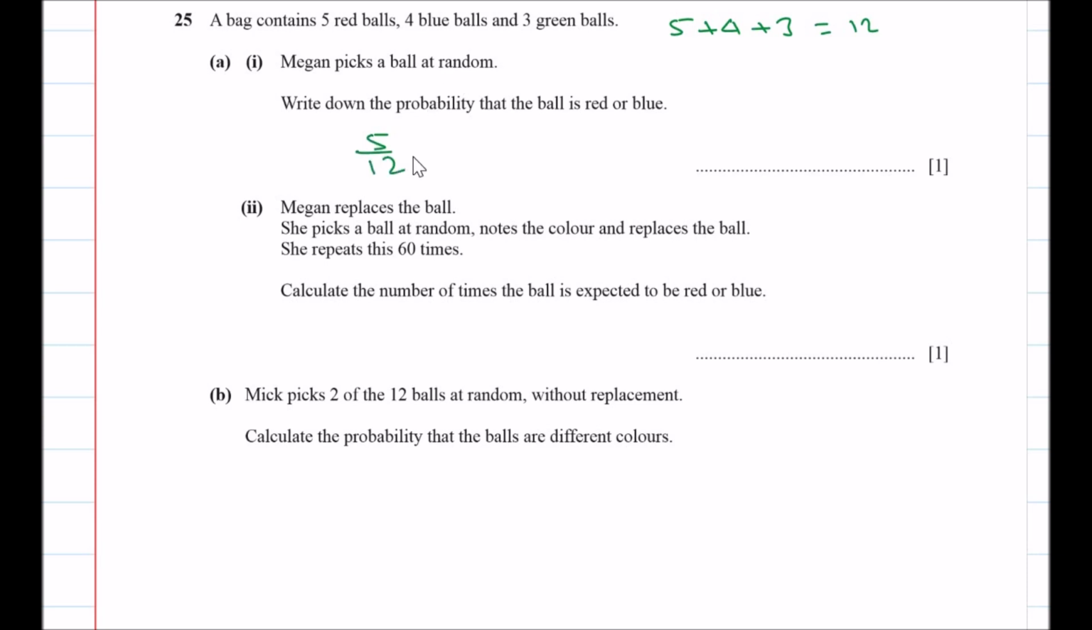So for red it will be 5 by 12. Okay. Now we need to add the blue. There are 4 blue. So 4 by 12. So 9 by 12, and that gives us 3 by 4. So answer is 3 by 4. Okay.